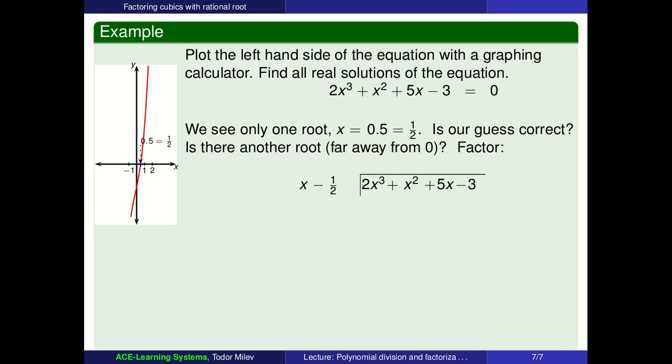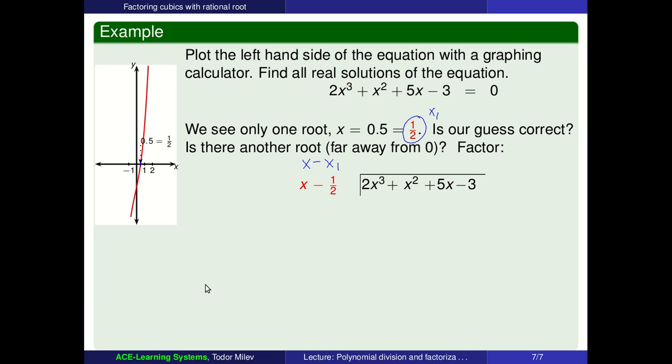So what we're going to do, since we can see the root x equal to 1/2, we're going to use that to factor our cubic. Here's our cubic, 2x cubed plus x squared plus 5x minus 3, and I'm going to divide that cubic by x minus 1/2. Once again, I'm dividing by x minus x1. Here's the root x1 that I'm seeing with my eyes.